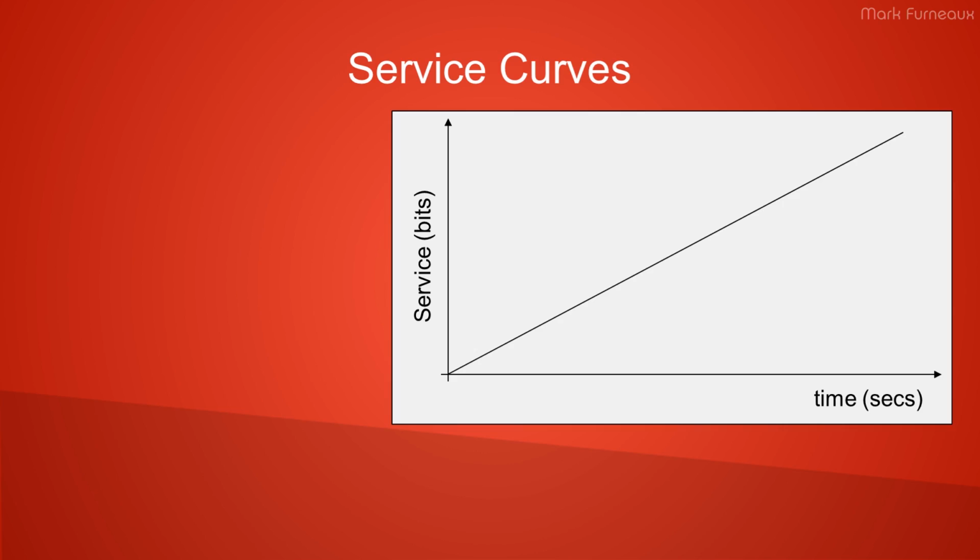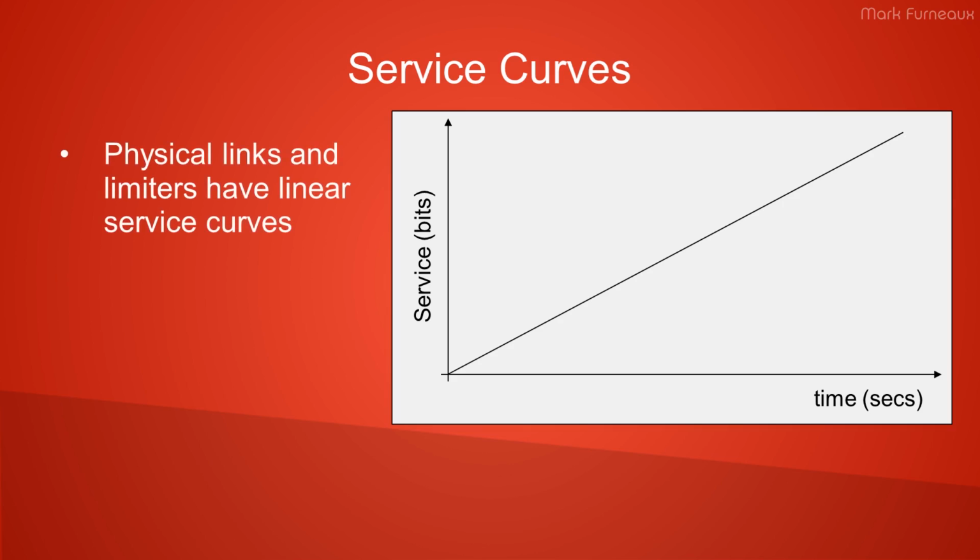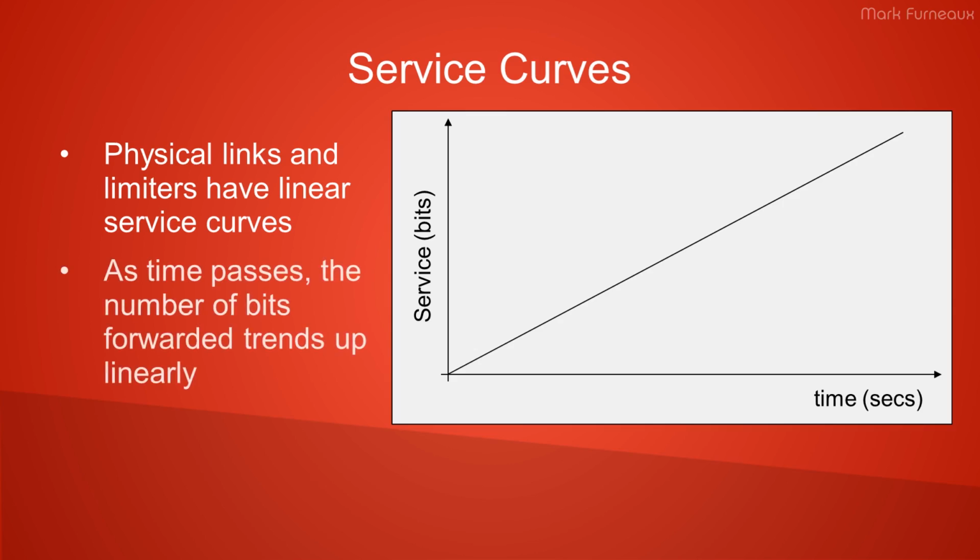So this is a classic depiction of what's known as a linear service curve. So on the x-axis we have time, which is usually in milliseconds or seconds, and then on the y-axis we have service, which is usually represented in bits. Now, physical links and limiters have linear service curves like this, where they have a single straight line. And so the way that you kind of read this is that as time passes, the number of bits that are forwarded over a link, for example, it trends up linearly, right?